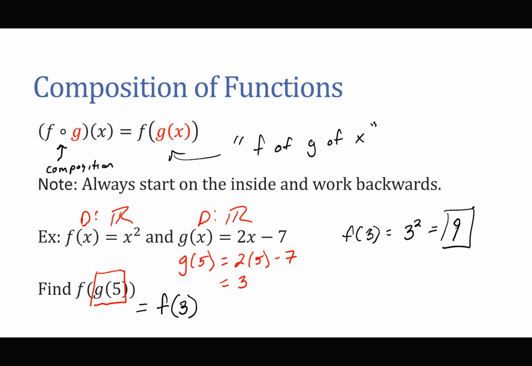So a composition of these two functions, first I have to figure out what g of 5 is, figure out that number for g of 5, put that in to become f of 3, and I end up with 9.